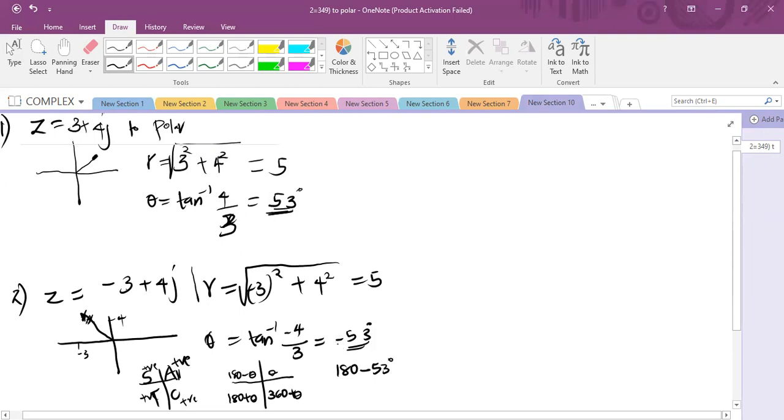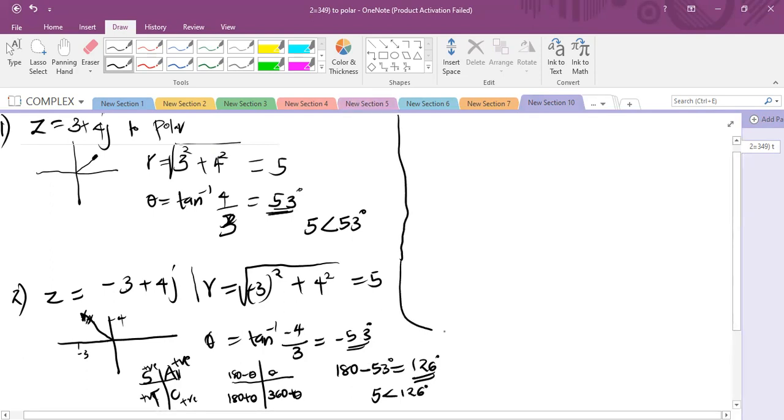Okay, we are not taking this minus here because this basically just says that tan is negative in that second quadrant. So 180 minus 53 degrees will give us about 126 degrees. And in polar, so I didn't write this, this in polar is 5 and the angle is 53 degrees. This one in polar is 5 and the angle is 126 degrees.